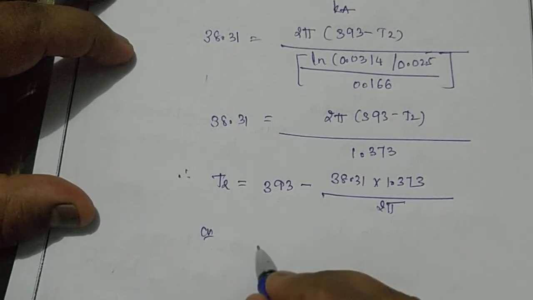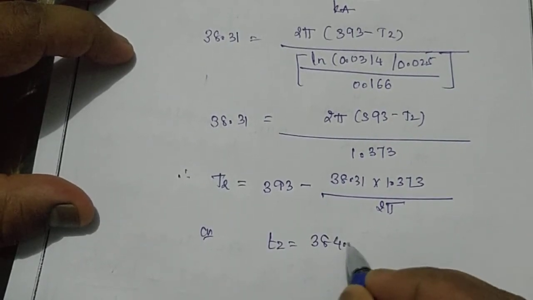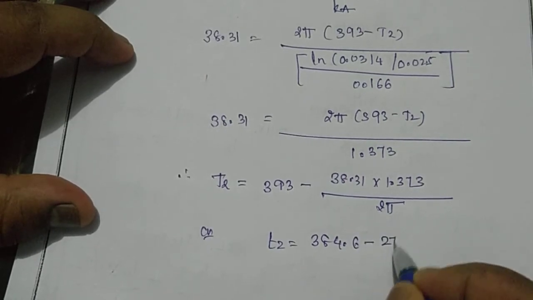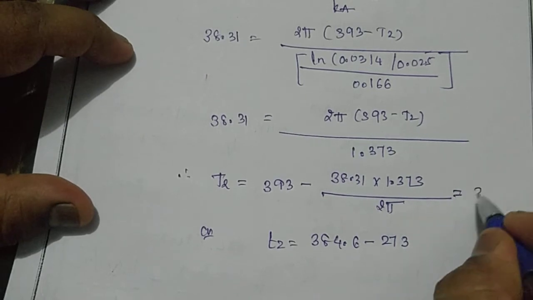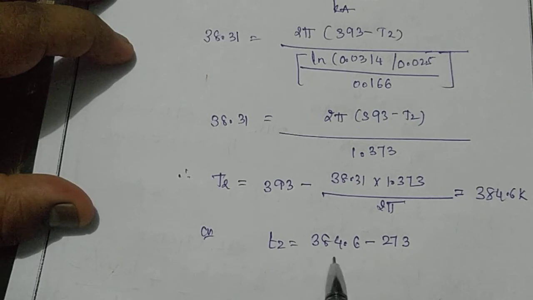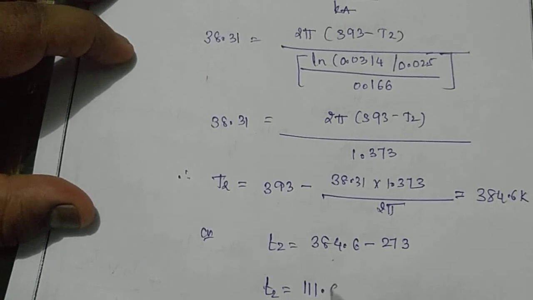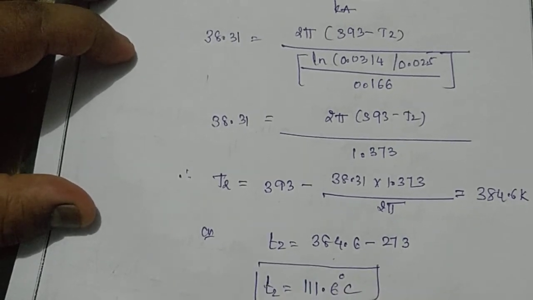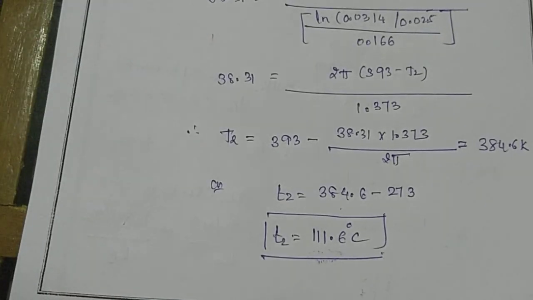So T2 is equal to 384.6 minus 273. With 384.6 and 273, you get T2 as 111.6 degrees centigrade. Okay, this is the interface temperature between the two insulating materials.